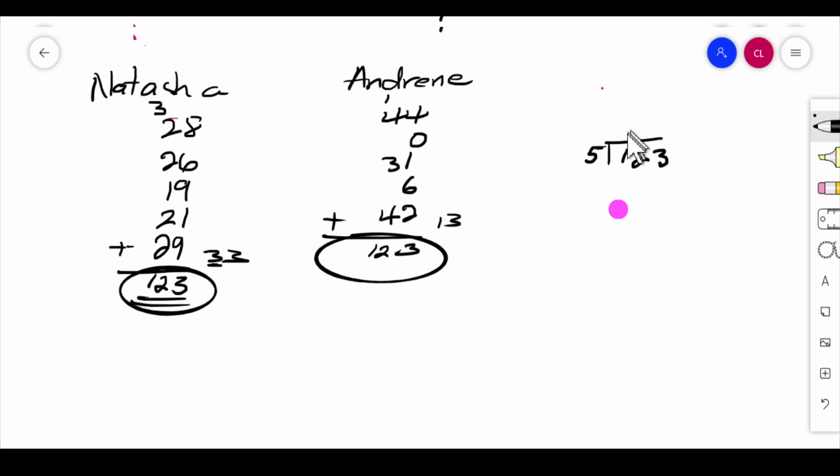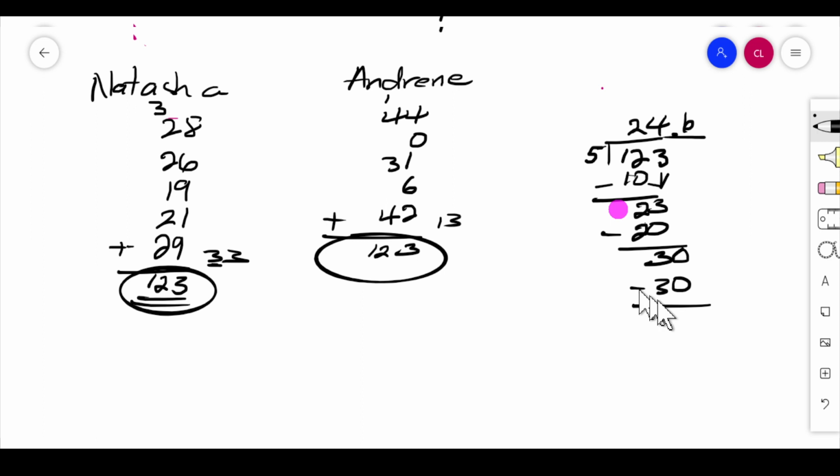So 5 into 12 would go 2 times. 2 times 5, that would be 10. Let's subtract. We have 2 left. Let's bring down 3. 5 into 23 would go 4 times. 4 5s, 20. We have 3. Remainder 3, 5 can't go into 3. Let's add our decimal point and add 0 to continue. And 5 into 30 goes 6 times. 6 5s would be 30. So the average here would be 24.6. If we round it up, we call this the average being 25 points per game for both of them.